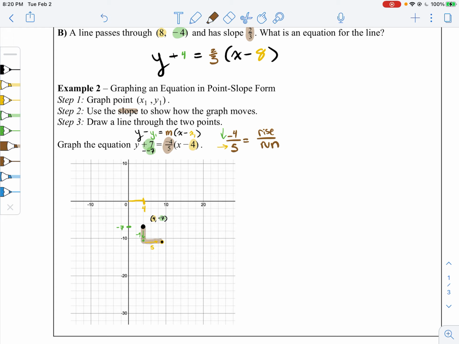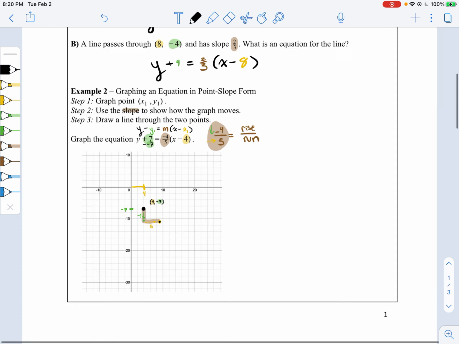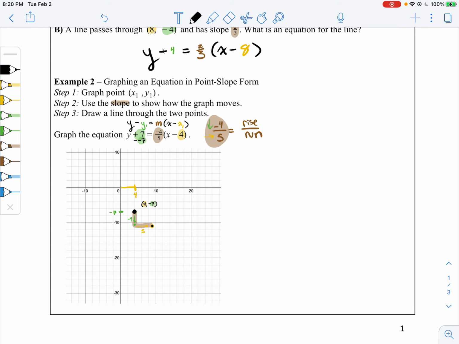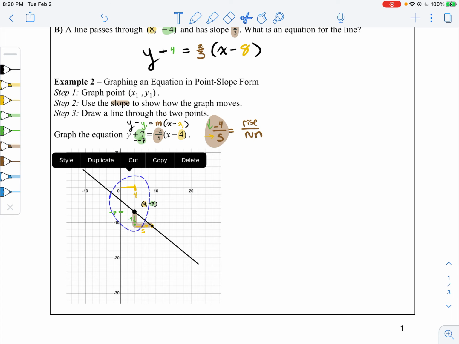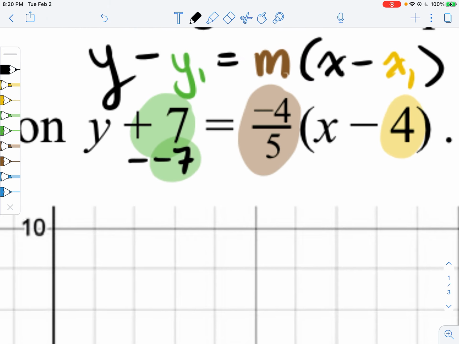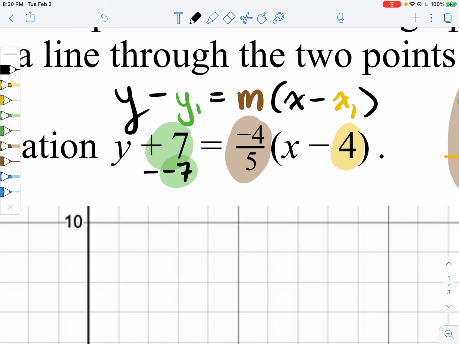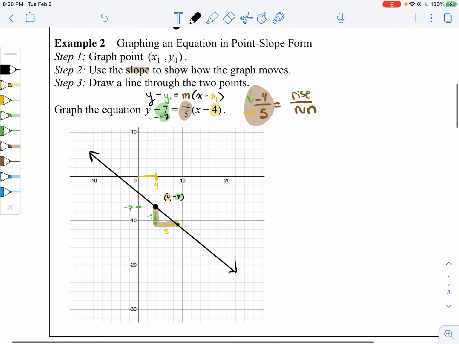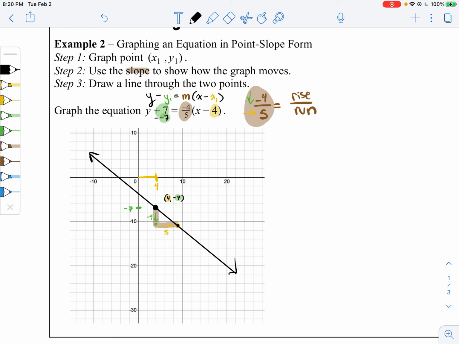down 4 over 5. And now we can connect our points. So we take a nice straight line, connecting it through our points, and kind of centering it on the graph so it looks pretty. Voila, there you have it. There is the line represented by y plus 7 equals -4/5 times the difference of x and 4. Cool. Okay, that's cool.